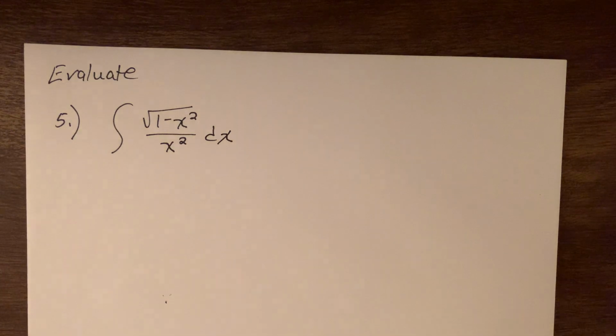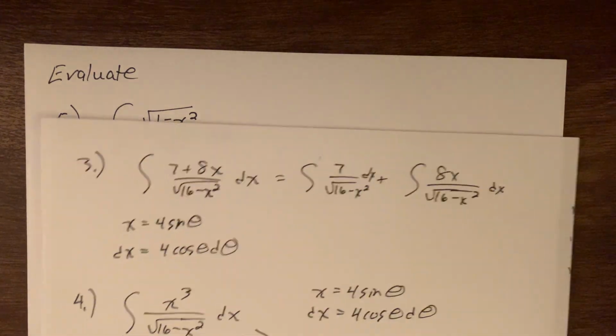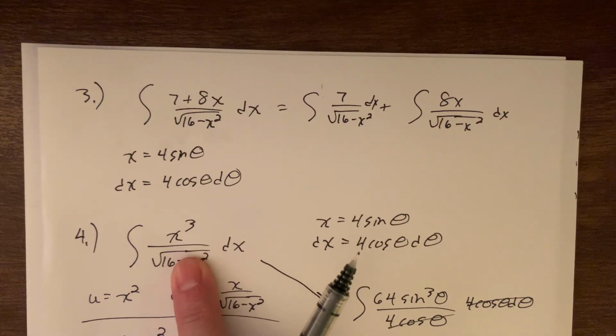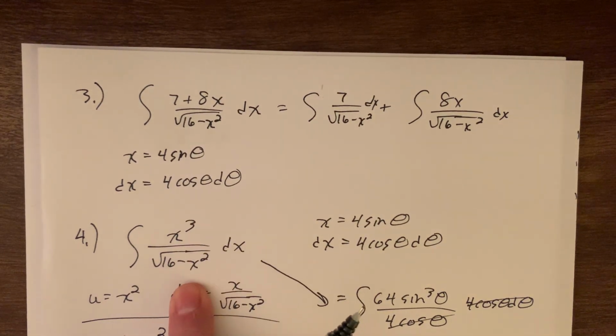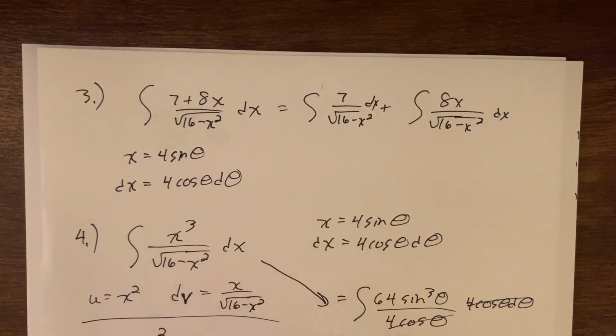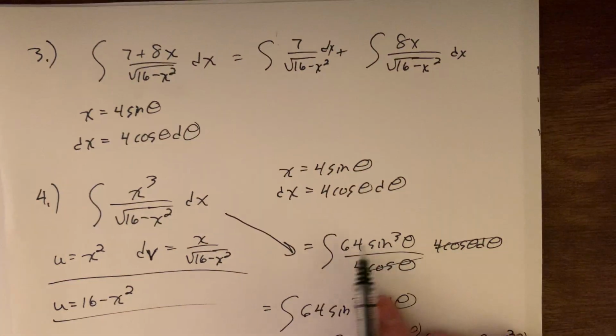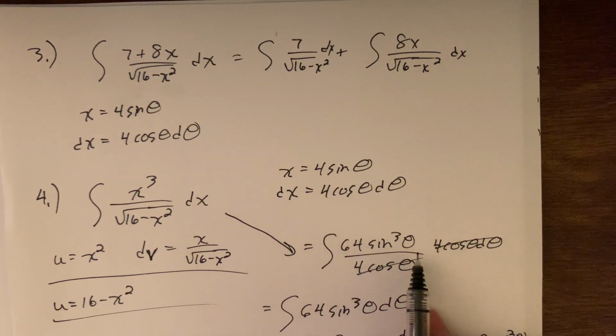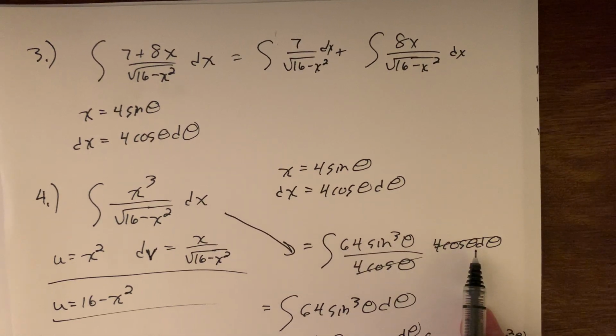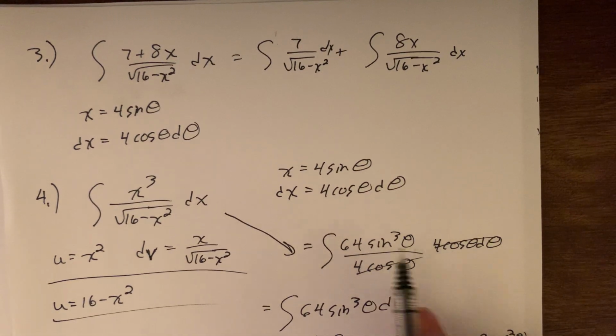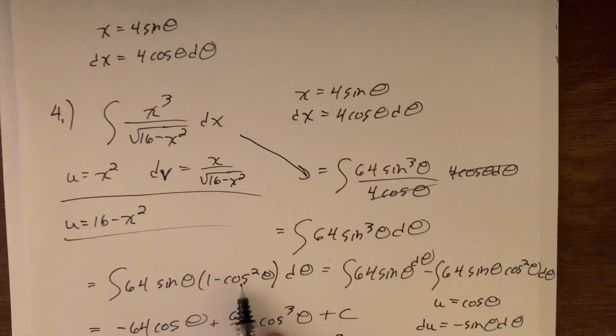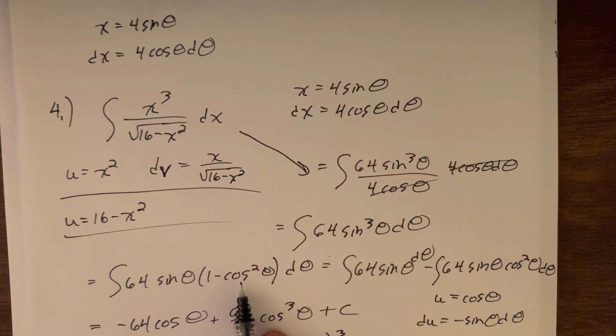But just one very quick thing to point out. When we did number 4, we had this divided by this expression. Just to realize, if it was x cubed times this expression, it would have worked out almost the exact same. We would have had 64 sine cubed times 4 cosine times 4 cosine. So these wouldn't have canceled, but we would have had sine cubed cosine squared instead of just sine cubed. Still would have needed the exact same substitution.